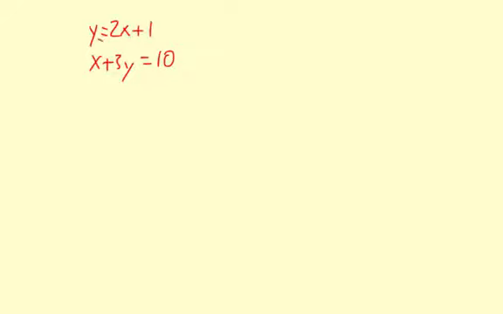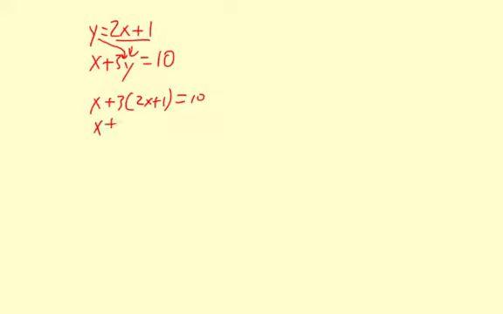So what I'm going to do is substitute that into this second equation right here. What that means is I'm going to take this 2x plus 1 and write it there instead of y. So x plus 3 times 2x plus 1 equals 10 is an equivalent equation. All I did was substitute the y in the second equation for the 2x plus 1, which we know is equal to y. So now, let's simplify and solve this thing.